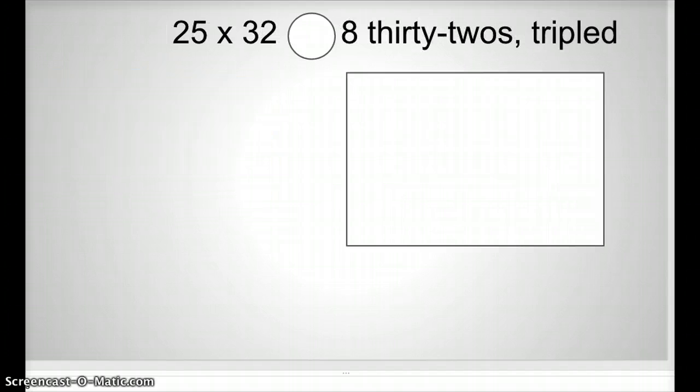Let's look at this one. 25 times 32. Now I have 8 32s tripled. Well, what happens when you triple something? Think about that for a second. When you triple something, you multiply it by 3. So if I tripled 8, I would get 24. So I would have 24 32s over here on this side. This side has 25 32s, which is making this side bigger. So this is the greater than symbol that should go in between them.